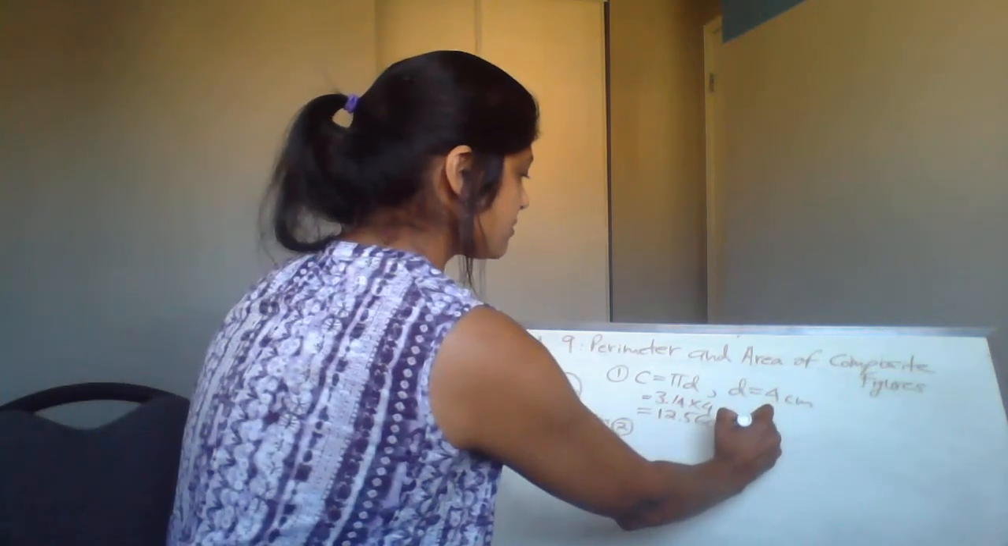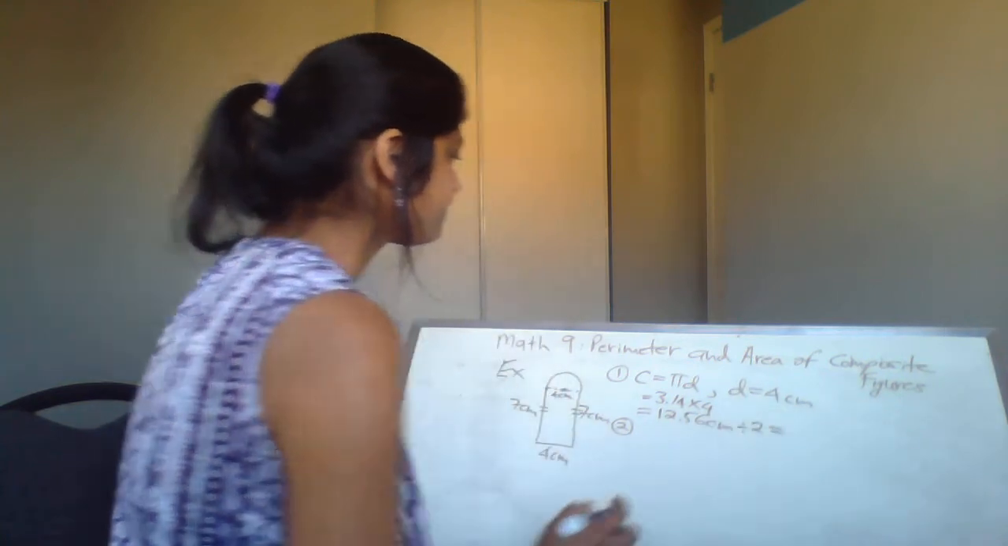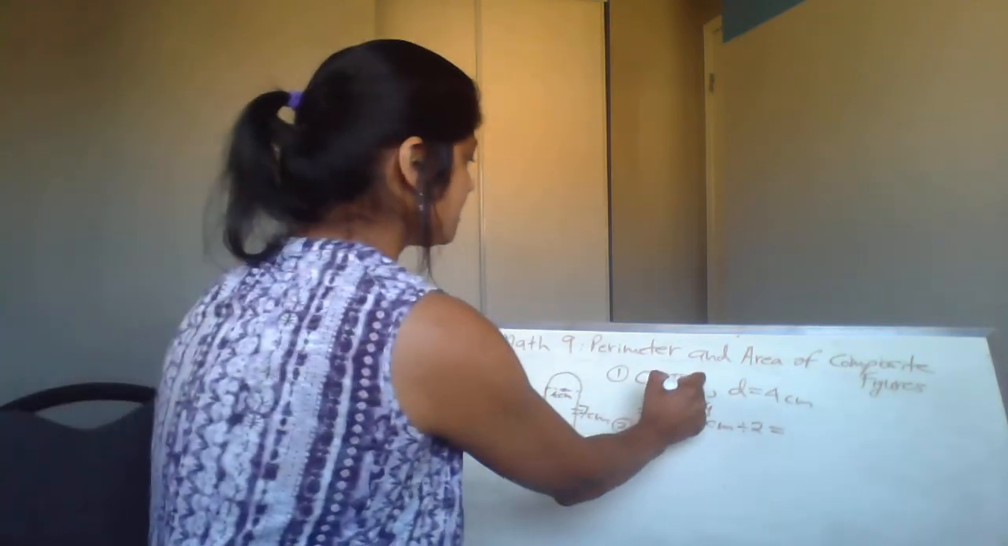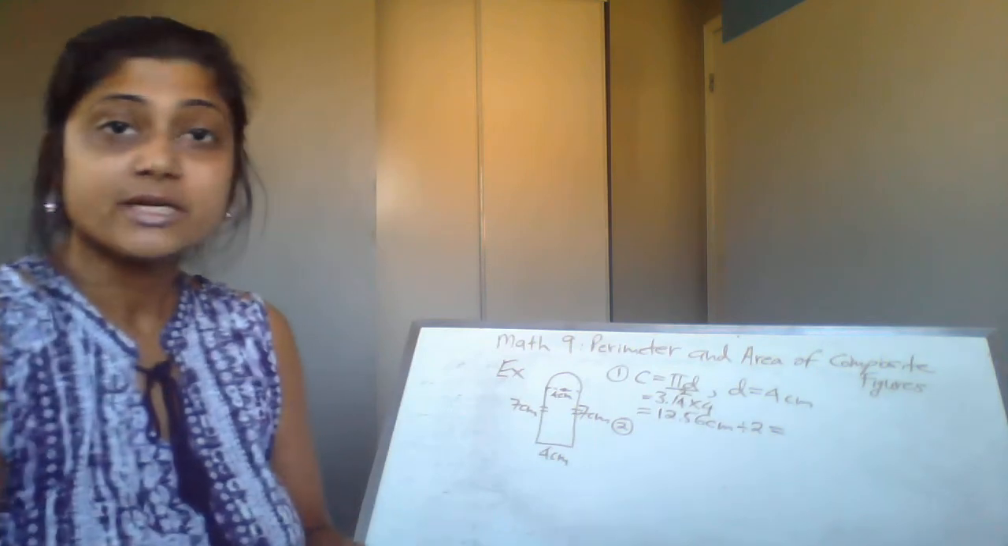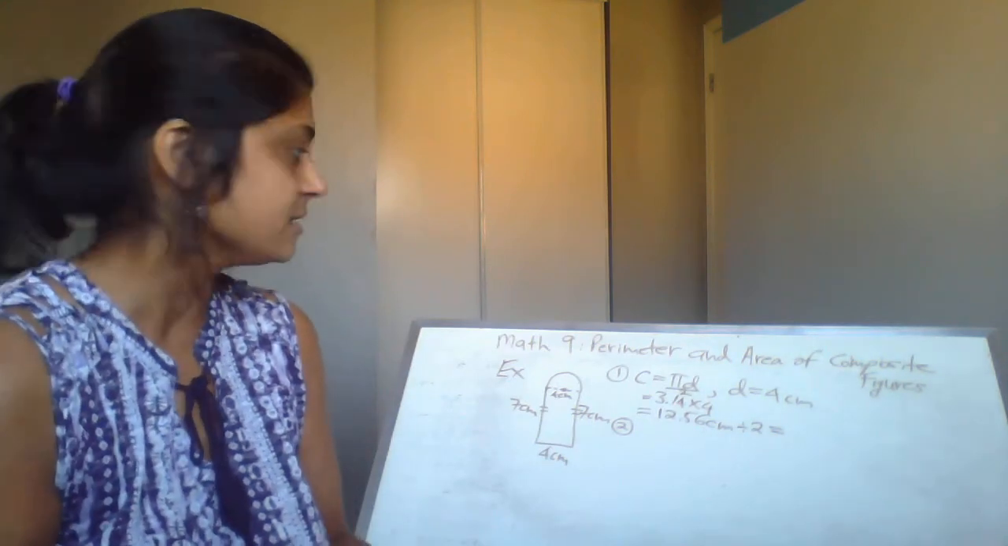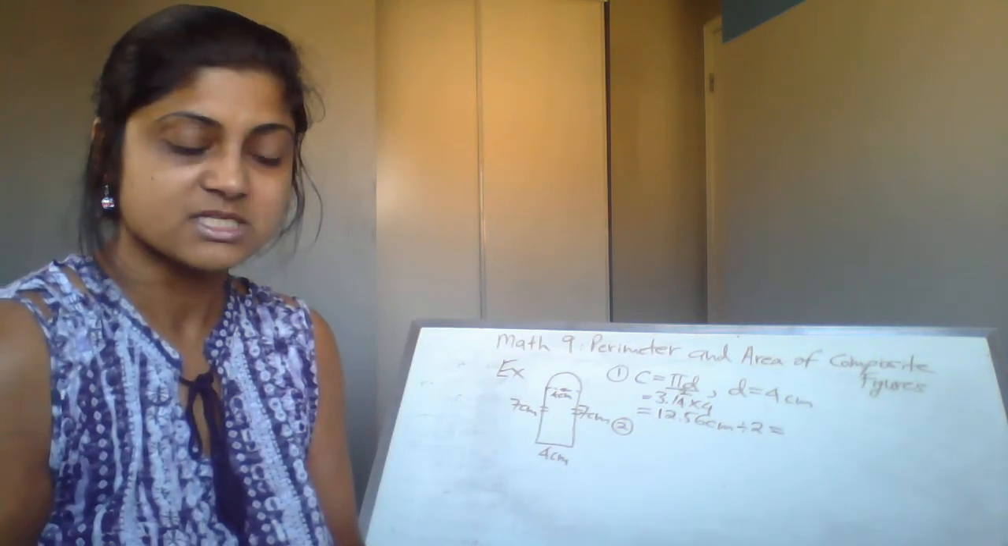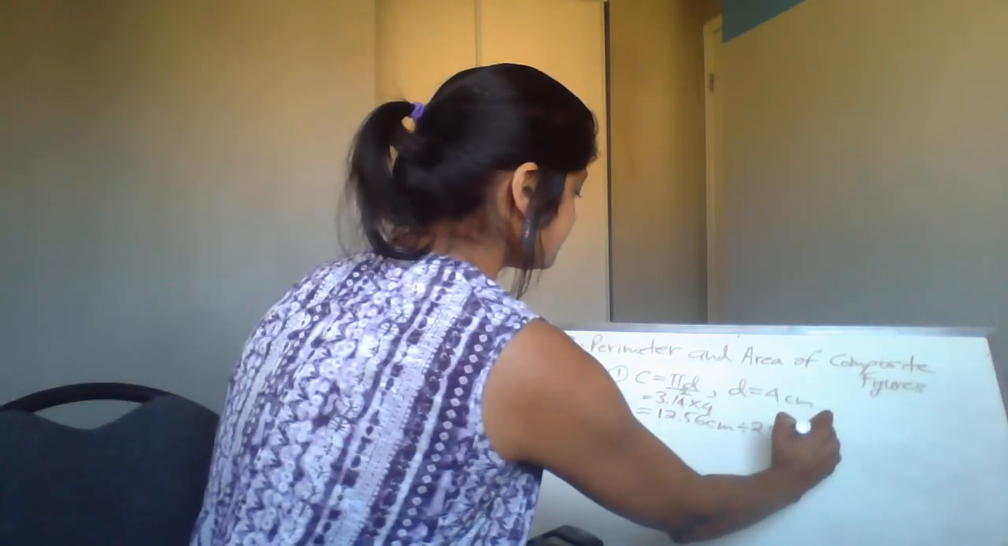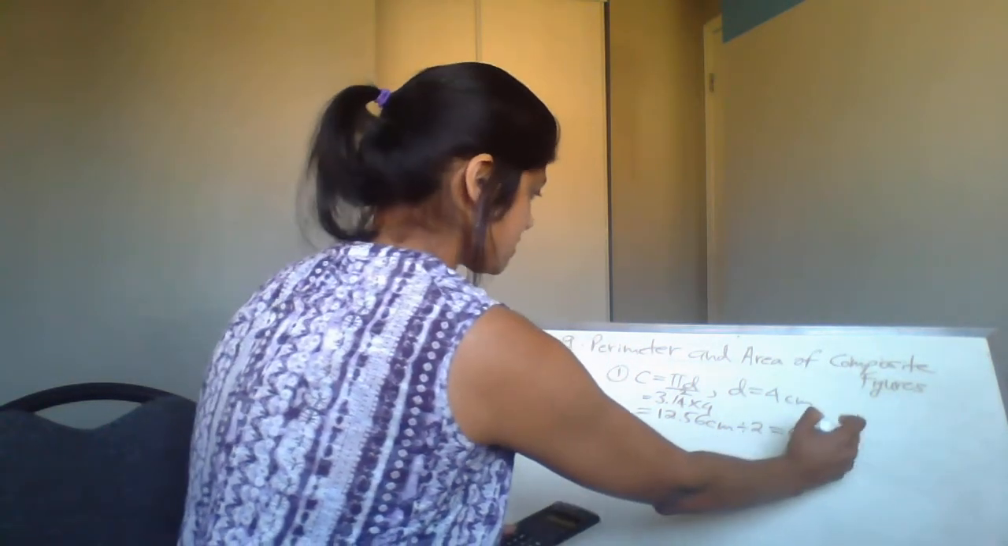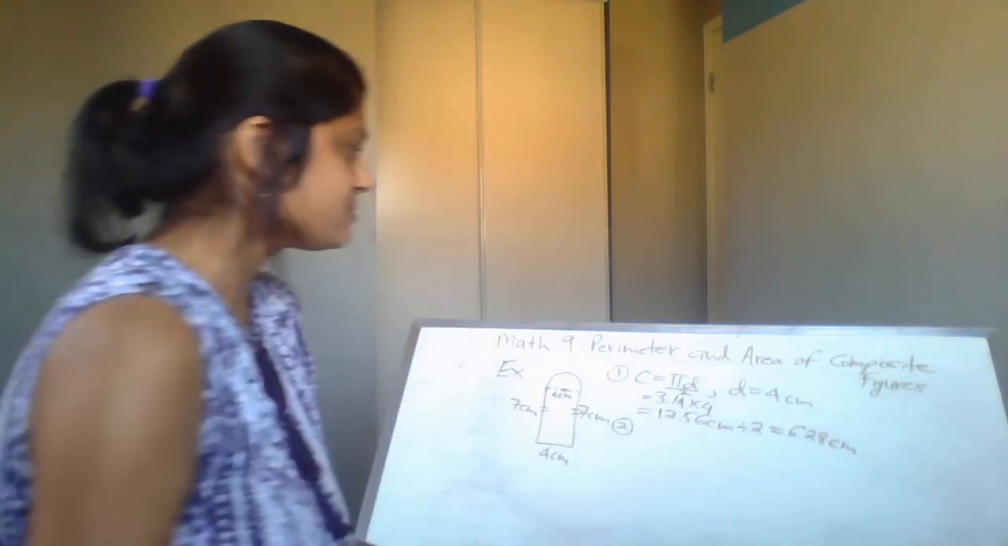Here, actually, make sure you are dividing by 2. So I'll put it in the actual formula again. Make sure you're dividing the circumference of the circle by 2 because this is a semicircle. So we're going to put 6.28 centimeters.